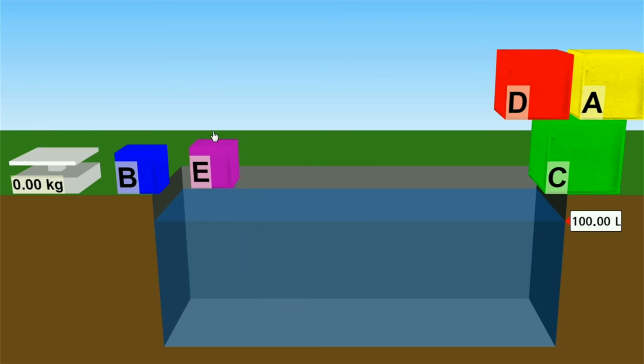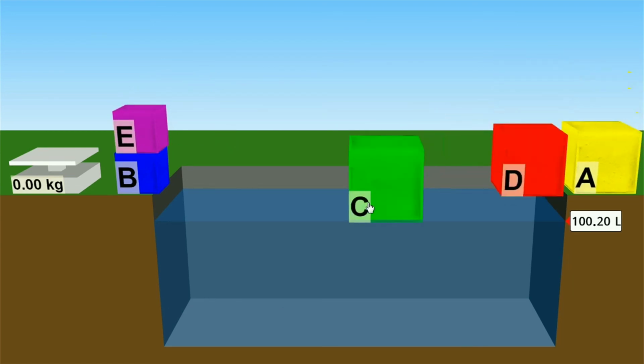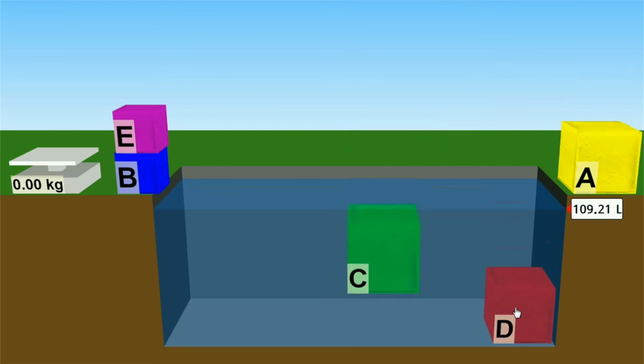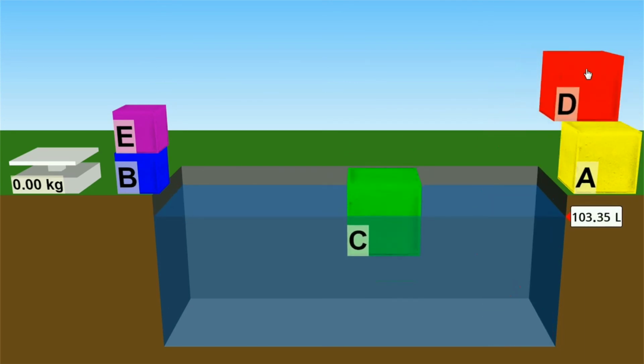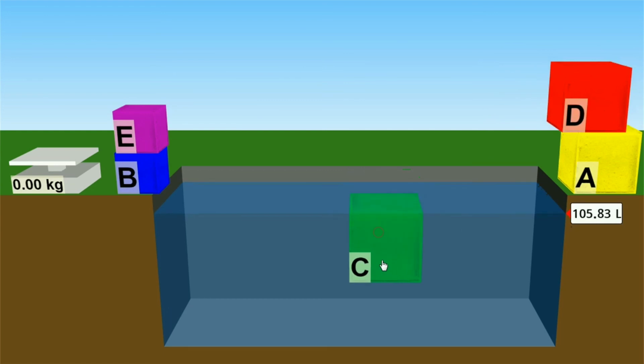And you will not be able to determine the density of some blocks. So you have to write that too, why you will not be able to determine the density of those blocks. What's the reason behind this?